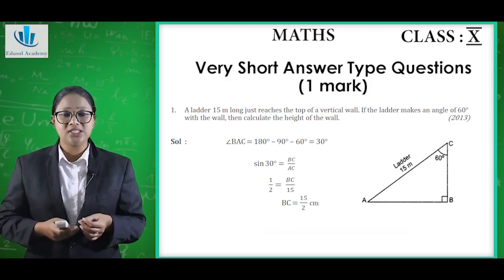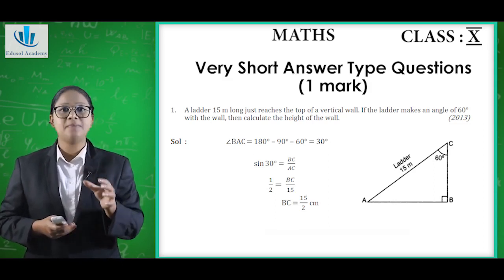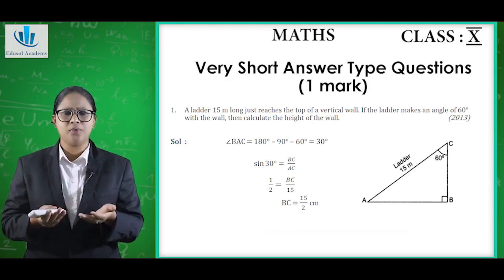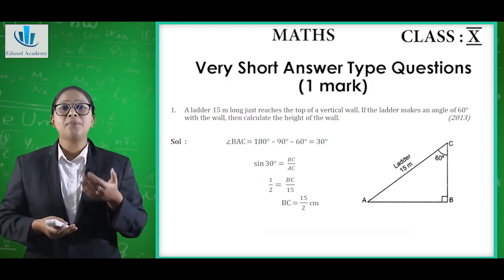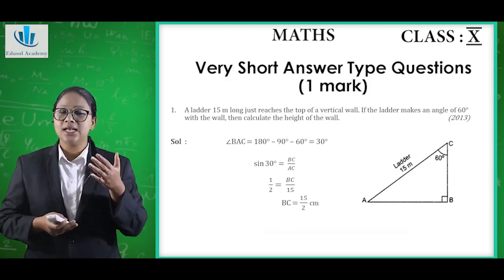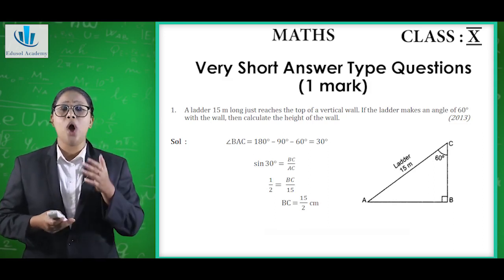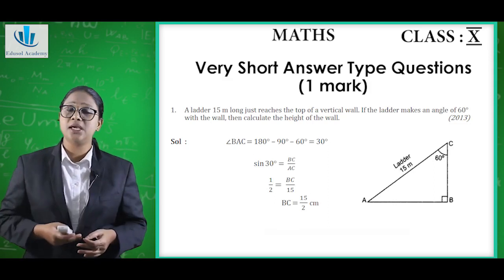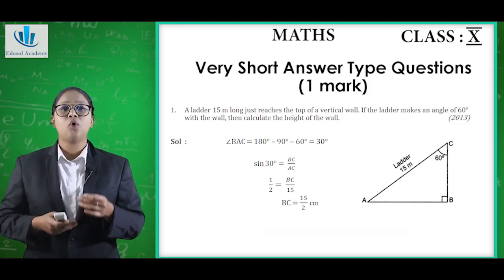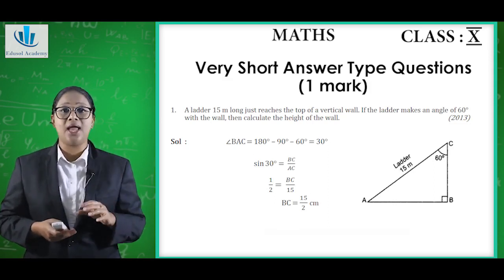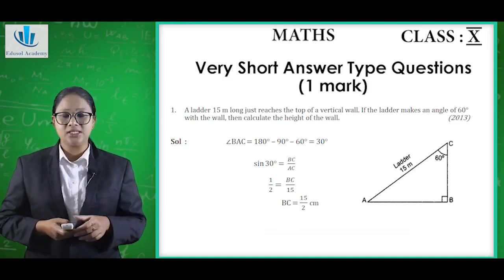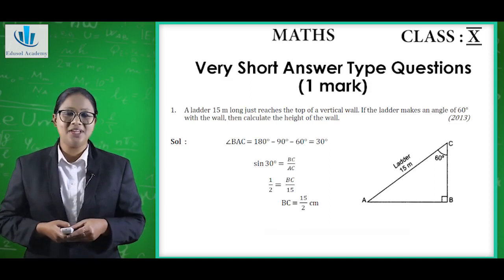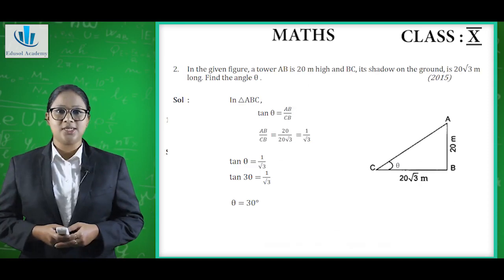So 1 by 2 is equal to BC, or you can take it as H, whatever you want. So let it be BC by 15, that is the length of the ladder. Now upon cancellation and cross multiplication, we will get the value of BC, or the height of the wall, as 15 by 2 meter or 7.5 meter. We shall move to the next question now.